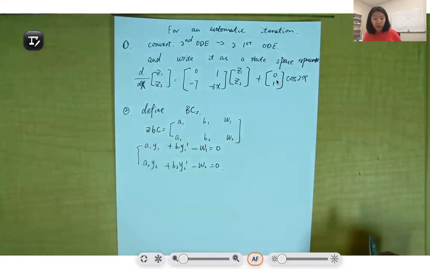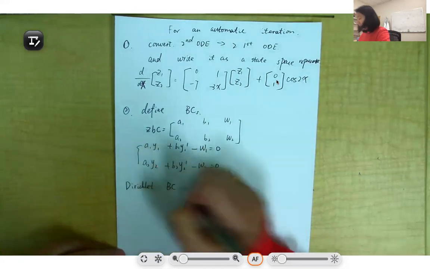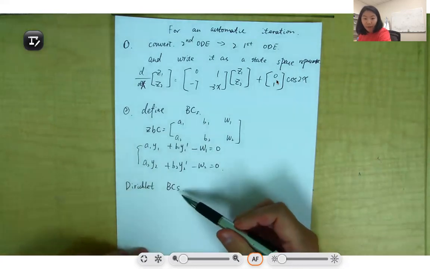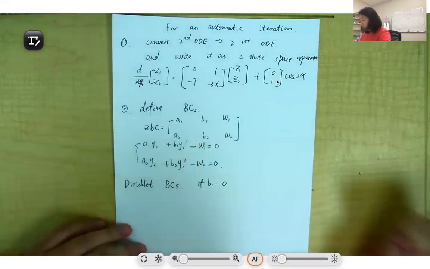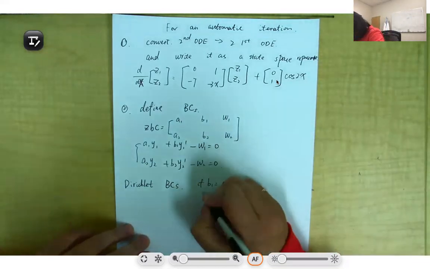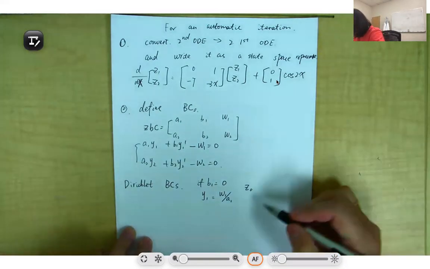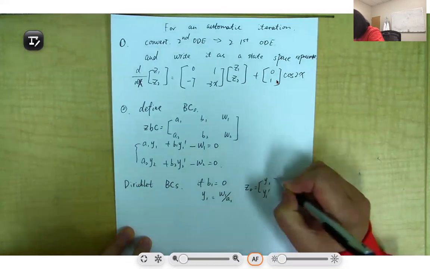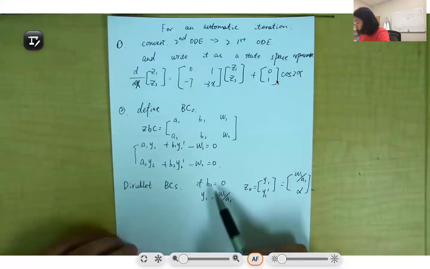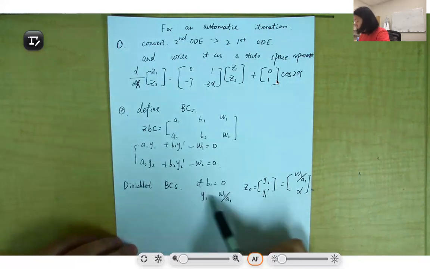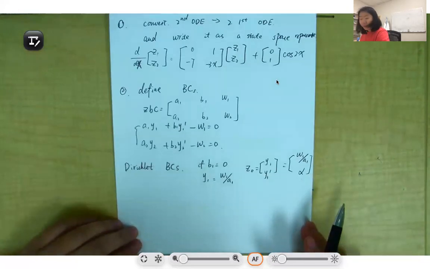In the introduction part, we talked about three different types of boundary conditions, right? We have Dirichlet boundary conditions, which are basically a function of y only. So you have maybe y1, y2. If B1 equals 0, you don't have y1 prime, then y1 will be W1 over A1. Then the initial value you are guessing will be y1 prime, so z naught is W1 over A1, alpha. You guess the alpha for y1 prime. That is the Dirichlet boundary condition.